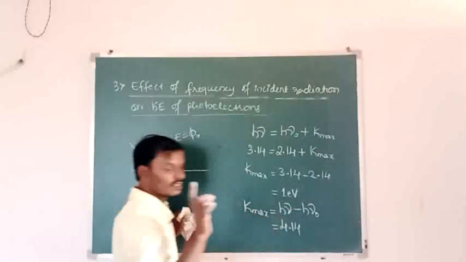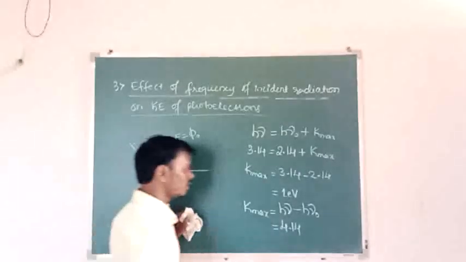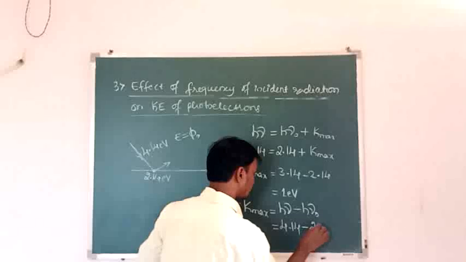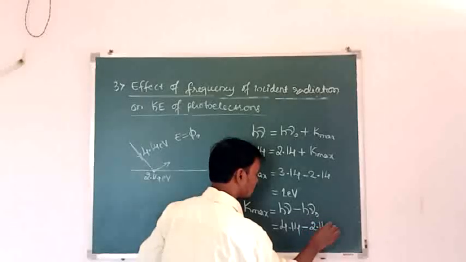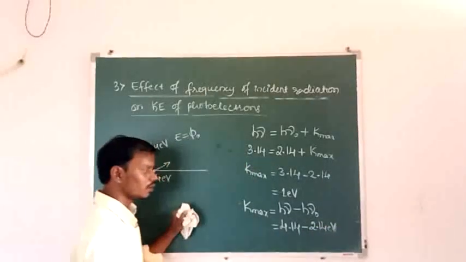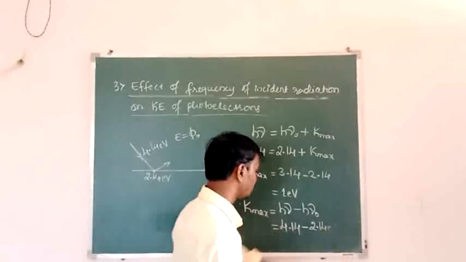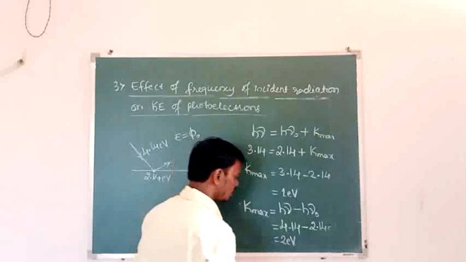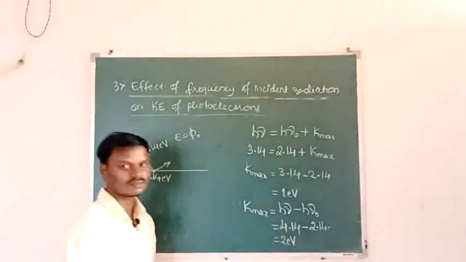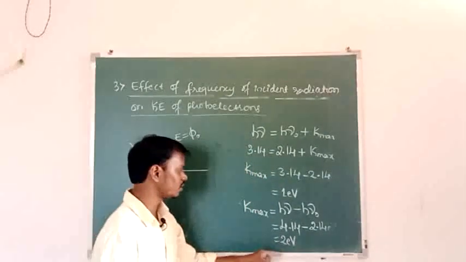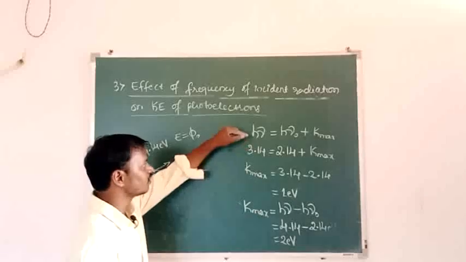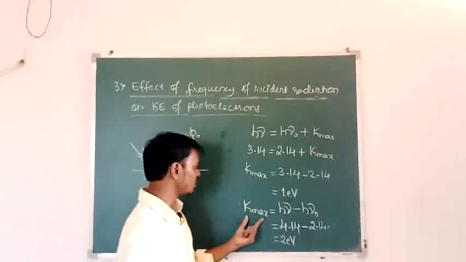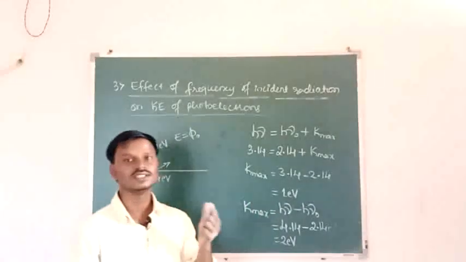We are going to take the example of cesium metal. 4.14 minus, then what is the minimum energy required to eject an electron from the cesium metal? That is 2.14. Then subtracting them, we will get 2 electron volt. Then what is the kinetic energy of the ejected electron? That is 2 electron volt. So see here, as the energy of incident radiation increases, the kinetic energy of the ejected electron also increases.